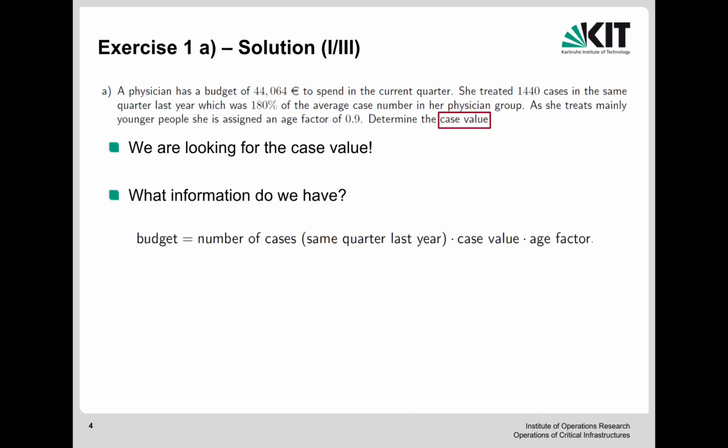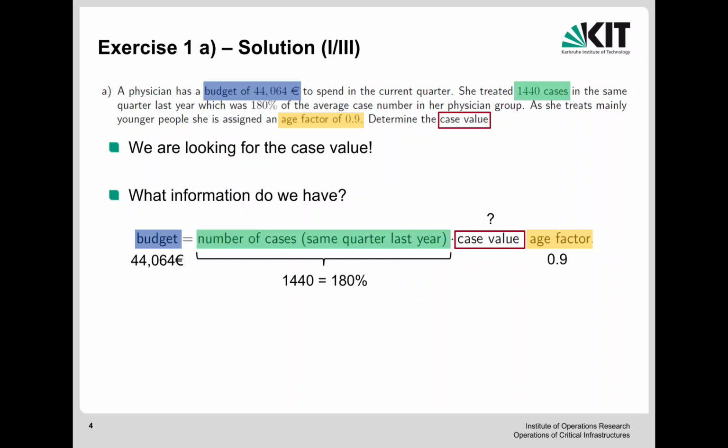So we know our formula, and we know that we have 44,064 euros of budget. We know that she's treating younger patients, so we know that the age factor is less than 1. So here in this particular case, 0.9. The case value is what we want to know, and the number of cases is what we have to determine based on this 1,440 information, that is 180%.